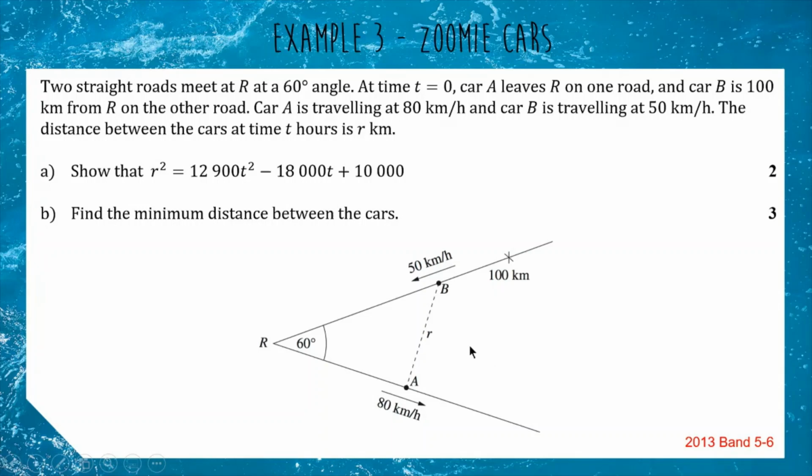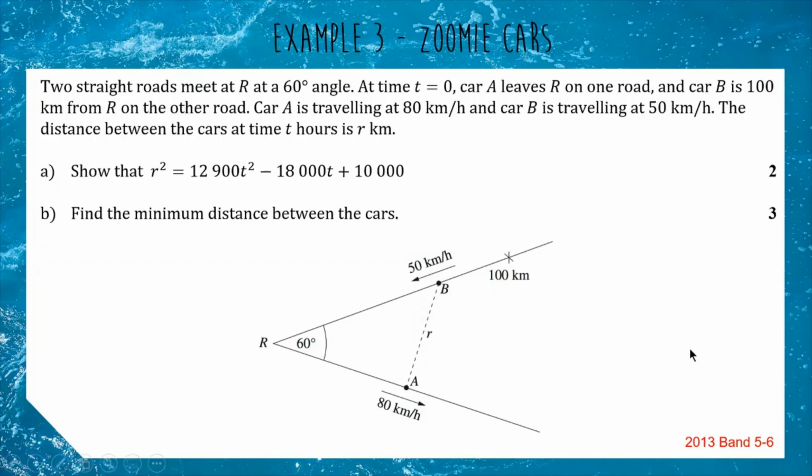Now the first part is show that this function exists between R squared and t, which is pretty challenging, I'll be honest with you. And then part B is find the minimum distance between the cars. So this is the clickbaity thumbnail that you're all here to see. It's a very difficult question, but there are a few tricks that make this a bit easier to manage, and hopefully this will make you more aware of them.